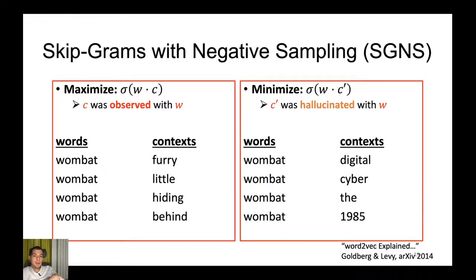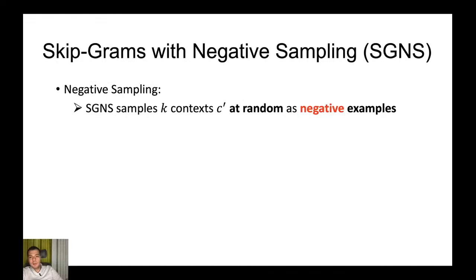And we also have this negative sampling approach. So in order to learn the model properly, what is not actually explained in the original paper is that they also try to minimize the sigmoid with respect to a word C prime, which is hallucinated with W. So they create this context for which the answer is negative. So we expect here that this sigmoid should be minimized. So yeah, they sample words that never appear in the same context with wombat, and they try to minimize the sigmoid and the weights with respect to this part.